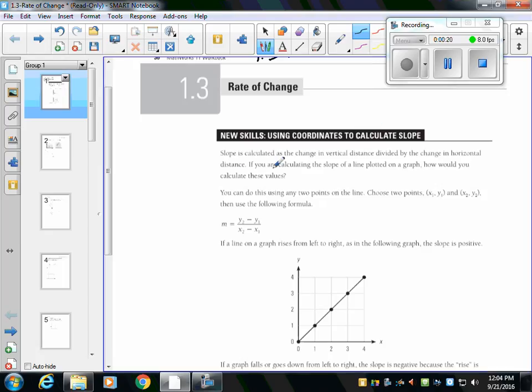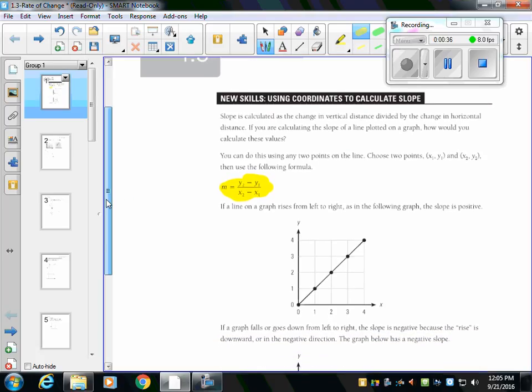So the slope can be calculated using a formula of m, which means slope, is equal to y2 minus y1 over x2 minus x1. You can do this by choosing any 2 points. Usually the point that you choose closest to the left is your first point, and the point you choose closest to the right is your second point.